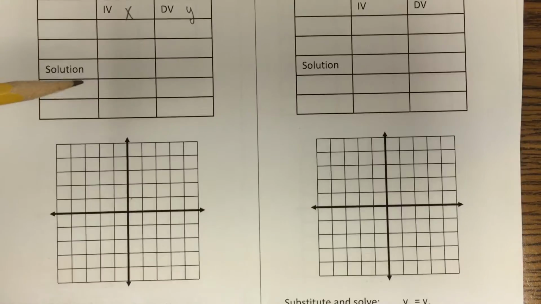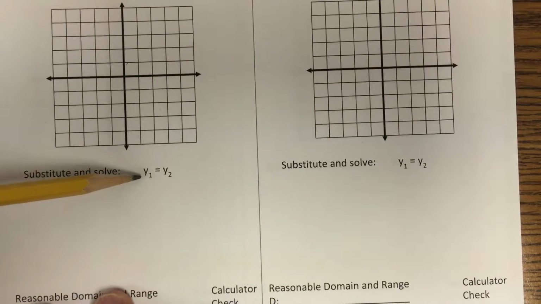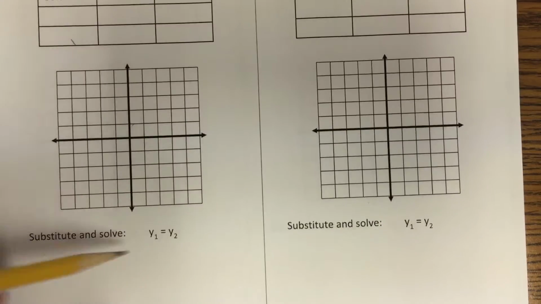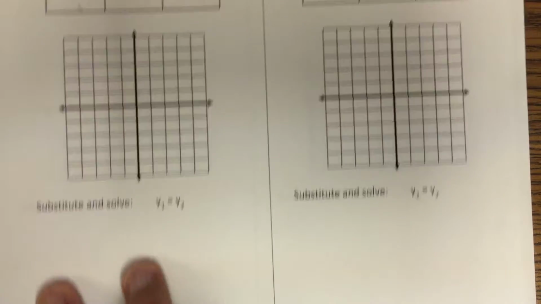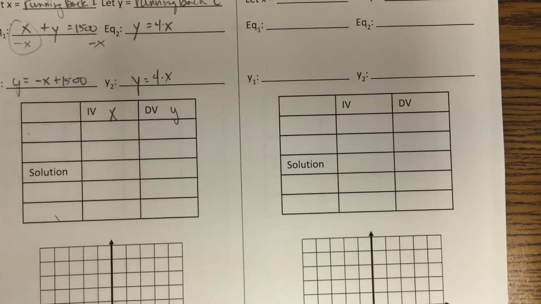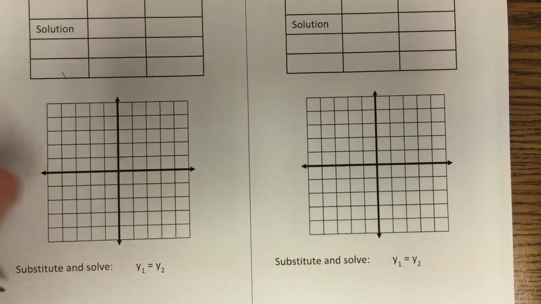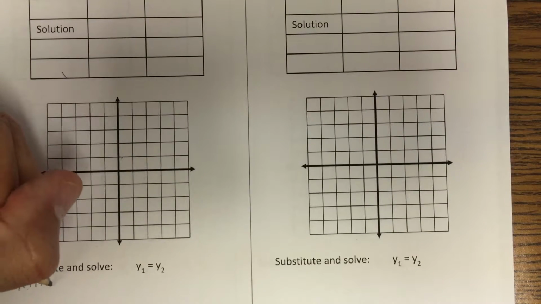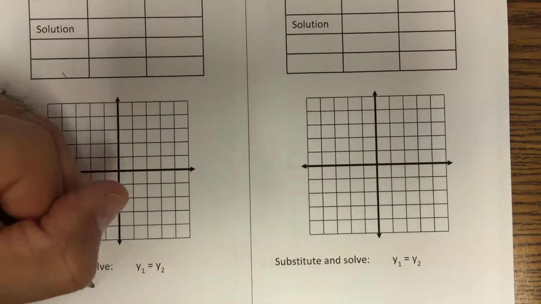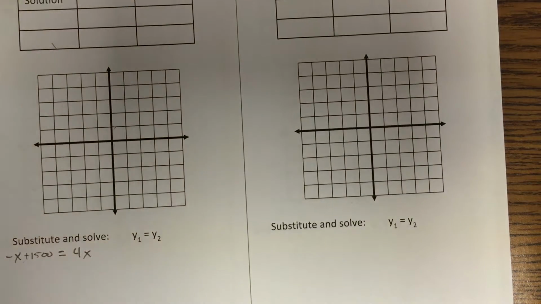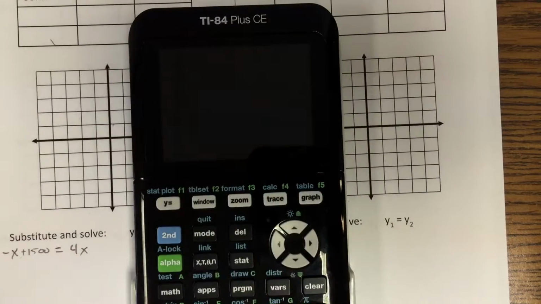Now, right here, ladies and gentlemen, substitute for y. Now this might be the best place to start because we need to figure out what's going on here. So let's actually do the substitution, and that comes out to, remember the y's are equal to each other, just like in our last class. So we're going to have negative x plus 1500 equals 4x. So now everything's written in terms of x. Now let's see if we can graph that. Where's my handy dandy calculator? And let's see what we got.